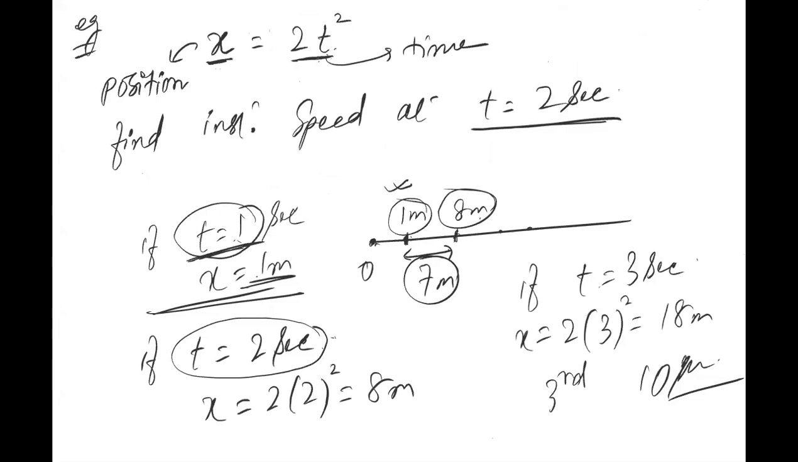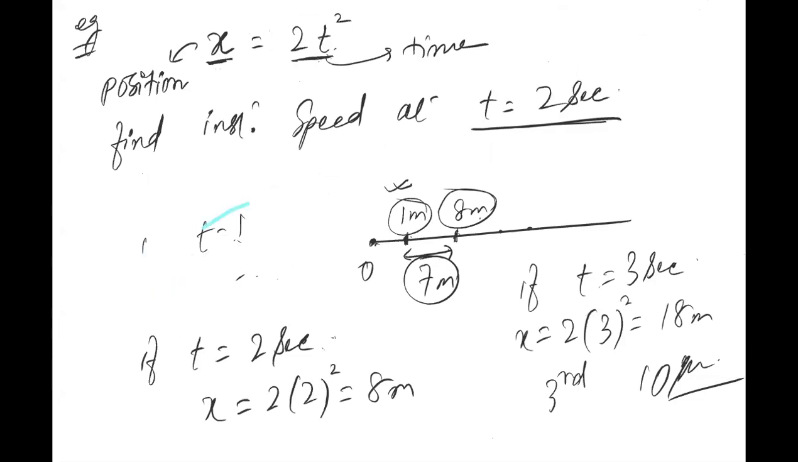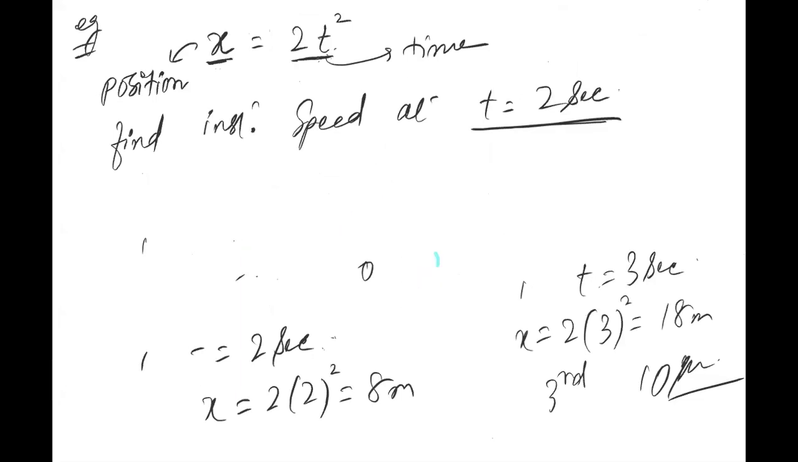Okay. So now we are going to the question part. What is asked in the question is x equal to 2t square. So you have to find the instantaneous speed. Okay, I have made you understand everything.